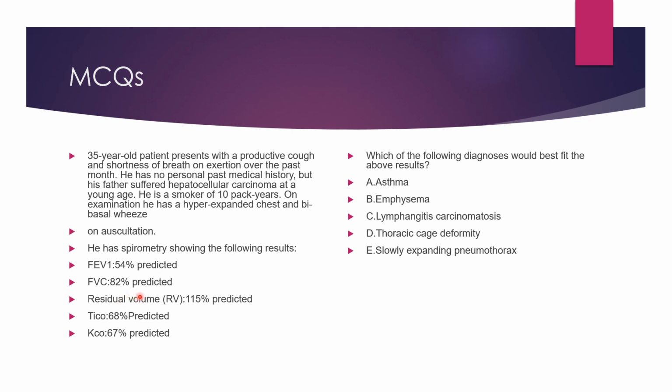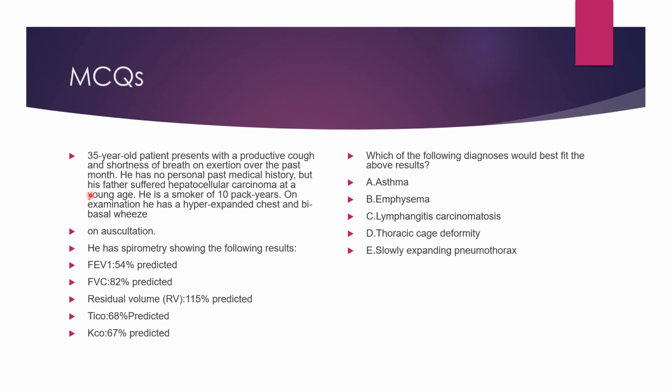FVC is 82%, and residual volume is preserved, and this means that there is an obstructive airway disease and air trapping. TLC is preserved and the transfer factor is low. So this fits emphysema rather than asthma, because in asthma the transfer factor will be high, but here the transfer factor is low. The transfer coefficient is also low, so this fits more into emphysema. The options given here are asthma, emphysema, lymphangitis carcinomatosis, thoracic cage deformity, and slowly expanding pneumothorax. So emphysema would be the likely answer here.